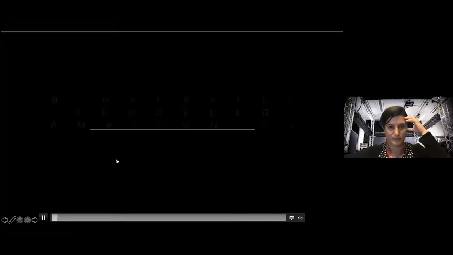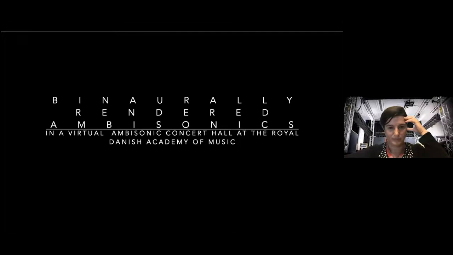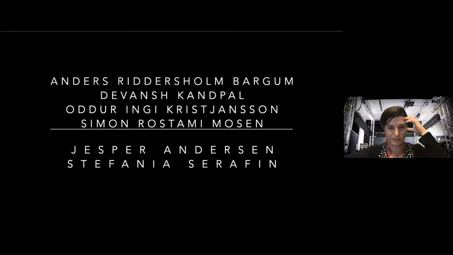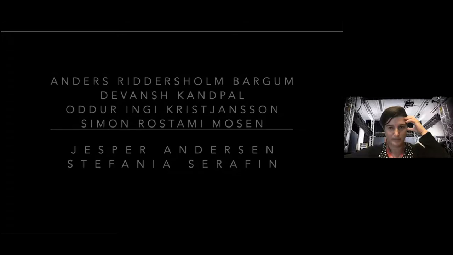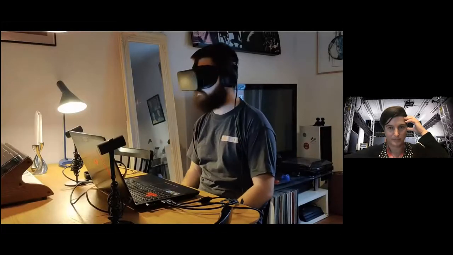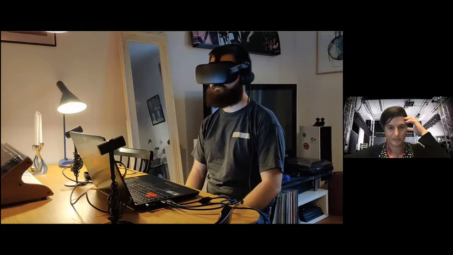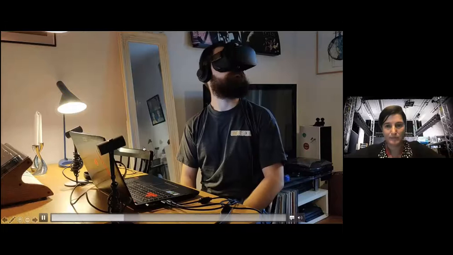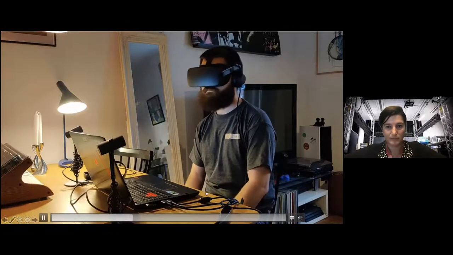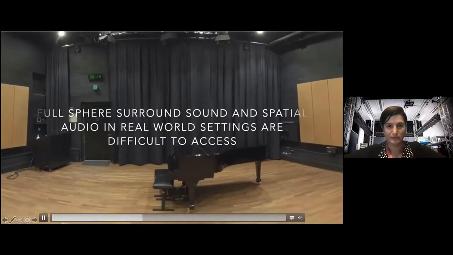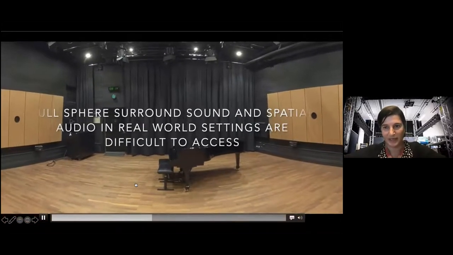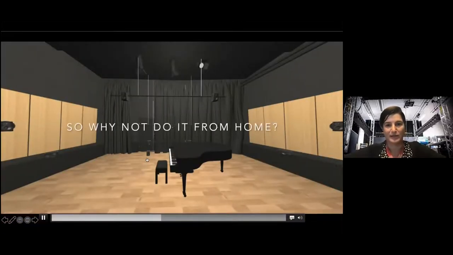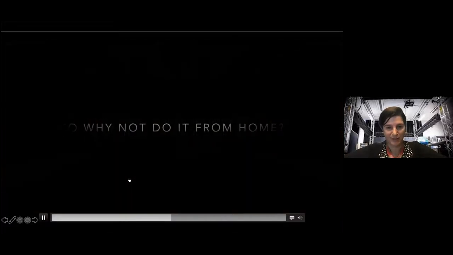So I give you briefly an idea of how the simulation looks. This is the actual room. They have a very nice ambisonic system. And this is the virtual reality simulation.